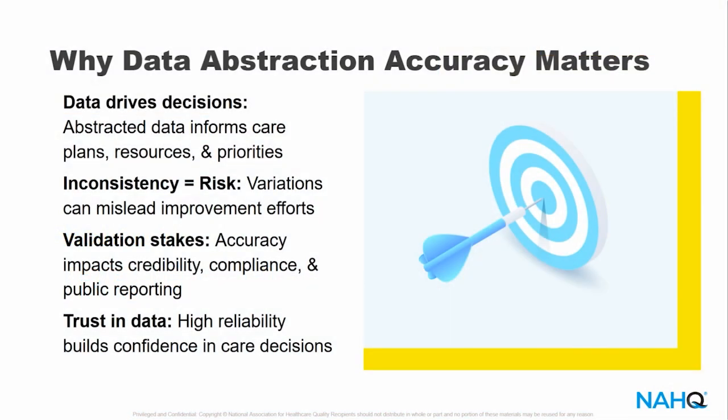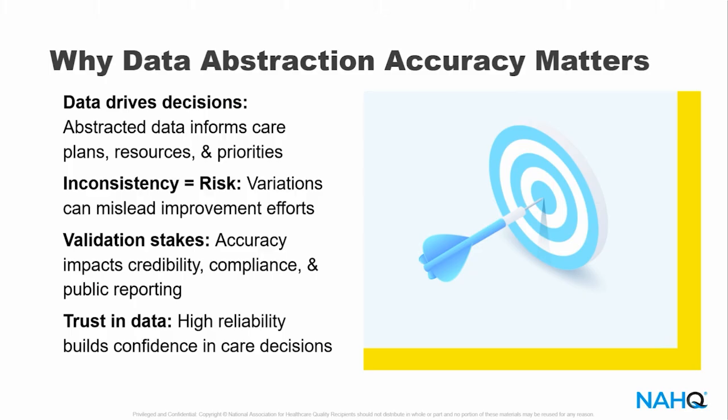So why does accuracy in data abstraction matter? Well, as quality leaders, you know better than most that data is the engine driving decisions. The information collected from our patient records is shaping care processes, resource allocation, and organizational priorities. When that data is flawed, the ripple effect can be costly, resulting in wasted improvement efforts, misdirected decisions, and erosion of trust and confidence. And because abstracted data informs external reporting, reimbursement, and public quality scores too, the stakes are even higher. So simply put, unreliable data is not something we can really afford.